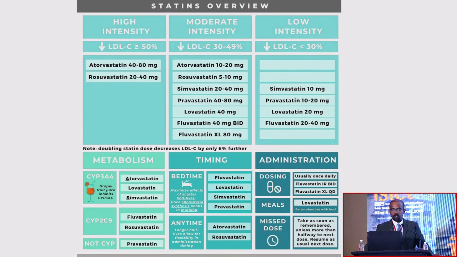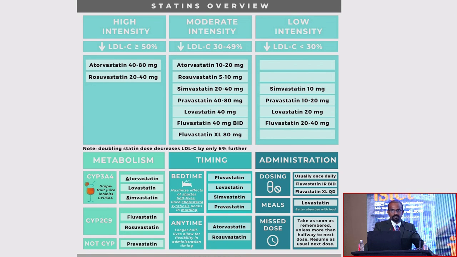And this is a statin overview. There is high intensity statin, moderate intensity, and low intensity. High intensity will reduce LDL by more than 50%. Moderate intensity will reduce 30 to 49%. Low intensity, less than 30%. High intensity doses are atorvastatin 40 to 80, rosuvastatin 20 to 40. If you are giving 10 milligram of atorvastatin, the corresponding dosage of rosuvastatin is 5 milligram, half of that. And we don't use too much pitavastatin or simvastatin in the Indian population.